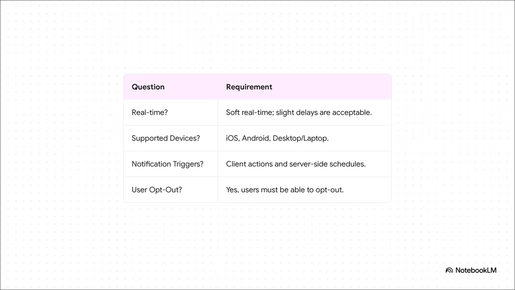First off, does it need to be real-time? Kinda. It's what we call soft real-time, which basically means if there's a slight delay when things get crazy busy, that's acceptable. We need to support the usual suspects, iOS, Android, and desktops. A notification can be triggered by something a user does or by a scheduled job on the server, and this one is huge. Can users opt out? Yes, absolutely. That is non-negotiable.